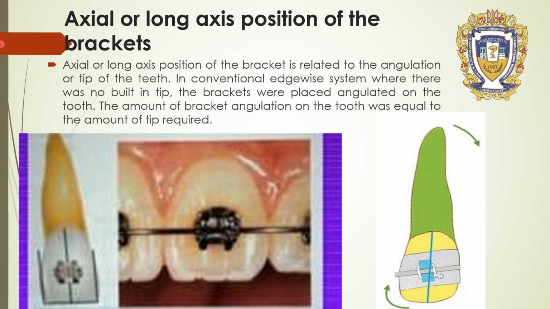Let's talk about axial or long axis position of the brackets. Axial or long axis position of the bracket is related to the angulation or tip of the teeth. In conventional edgewise system, where there was no built-in tip, the brackets were placed angulated on the tooth, like on this scheme. The amount of bracket angulation on the tooth was equal to the amount of tip required.